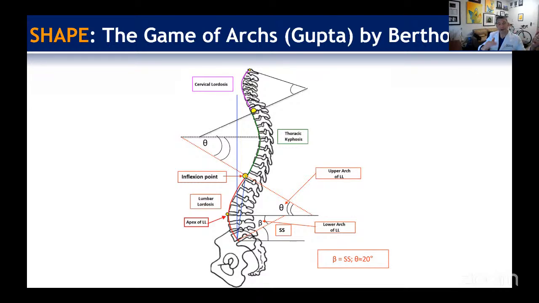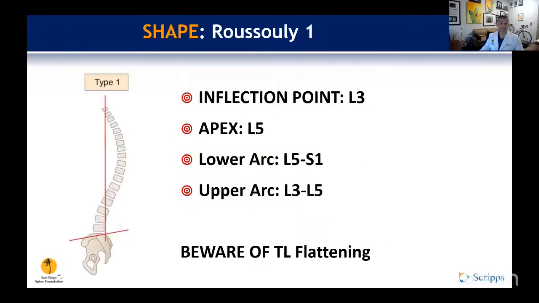So when you overcorrect something, it will find a way to try to neutralize. And unfortunately, when we get the shape wrong, it can lead to things like PJK and mechanical failures a lot more often. So I highly recommend reading this article. It's a bit overwhelming to see on a slide, but I think it's worthwhile to drive home for those of you in training. Roussouly 1s have a low apex, usually around L5.